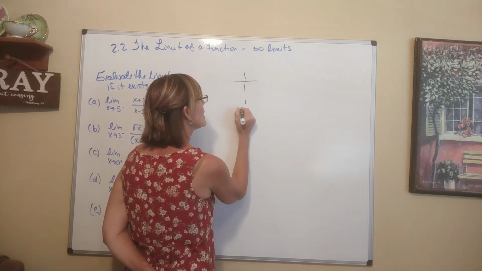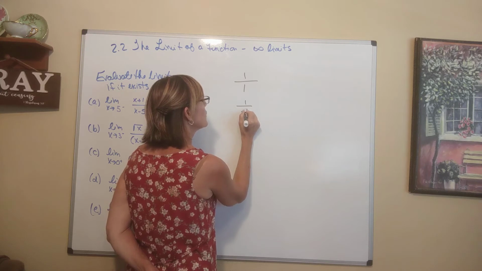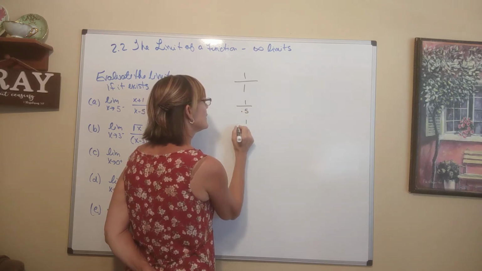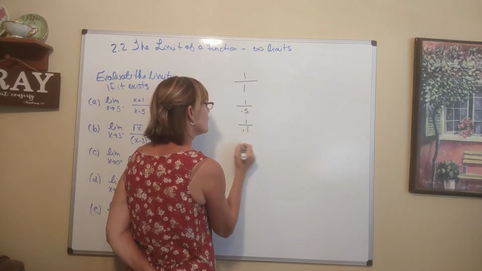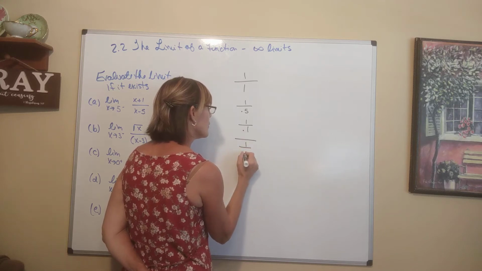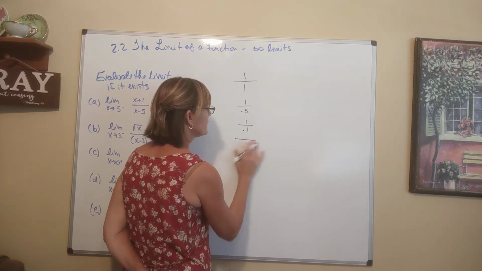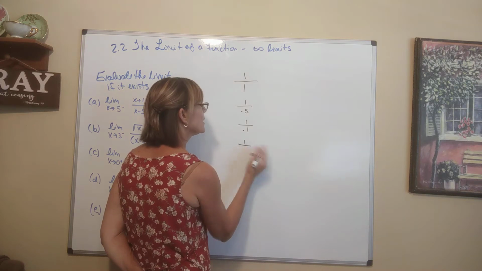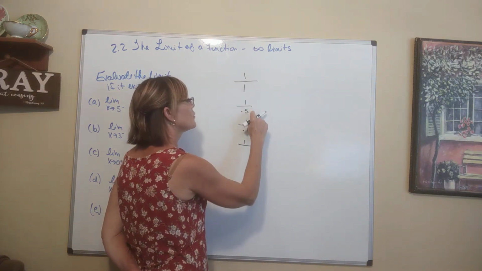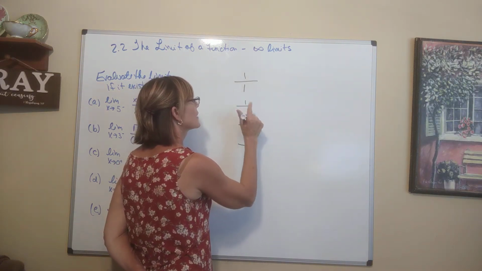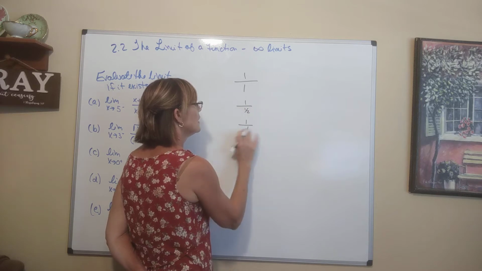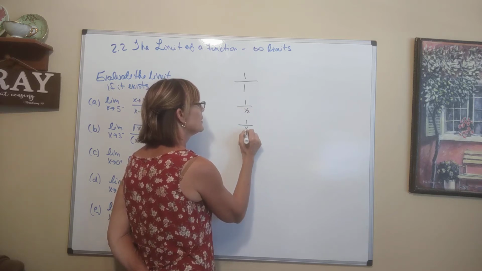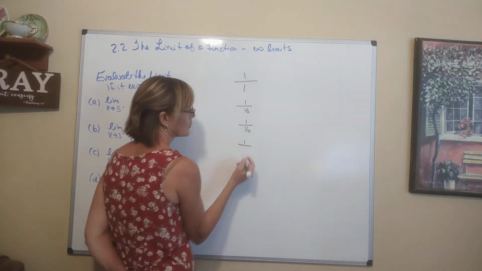What if we have 1 divided by 0.5? What if we have 1 divided by 0.1? What if we have 1 divided by 0.01? 1 divided by something smaller than 1 is 0.5, or I could call that 1/2 if I wanted to. 0.1 would be 1/10 or 0.1.